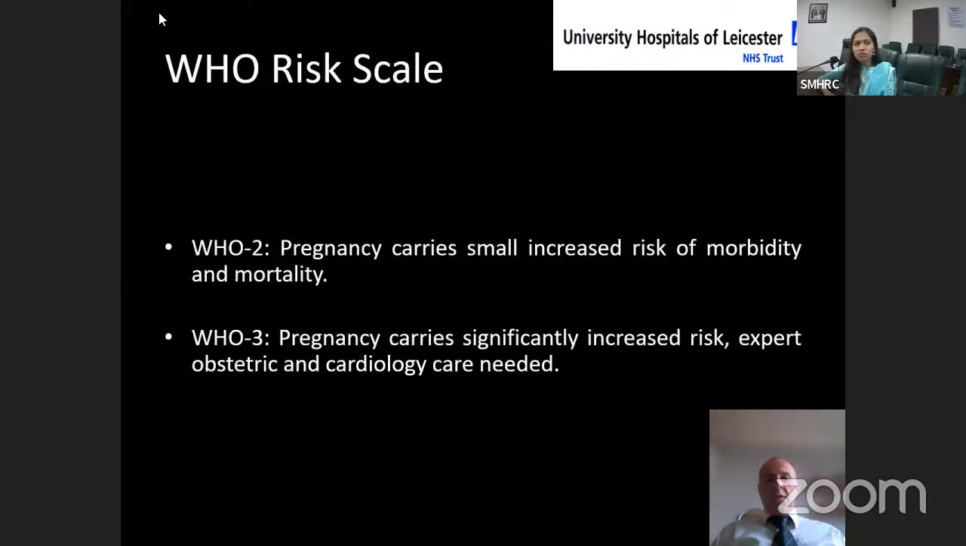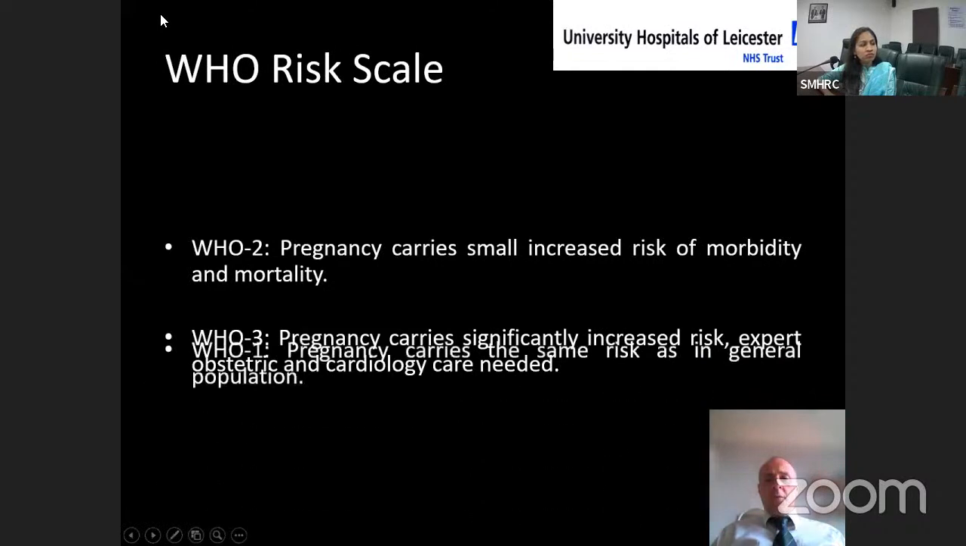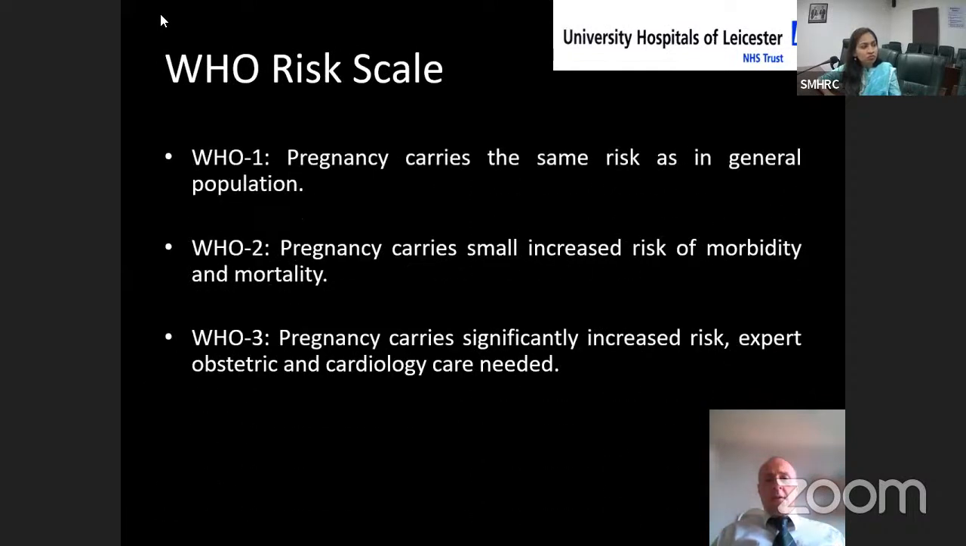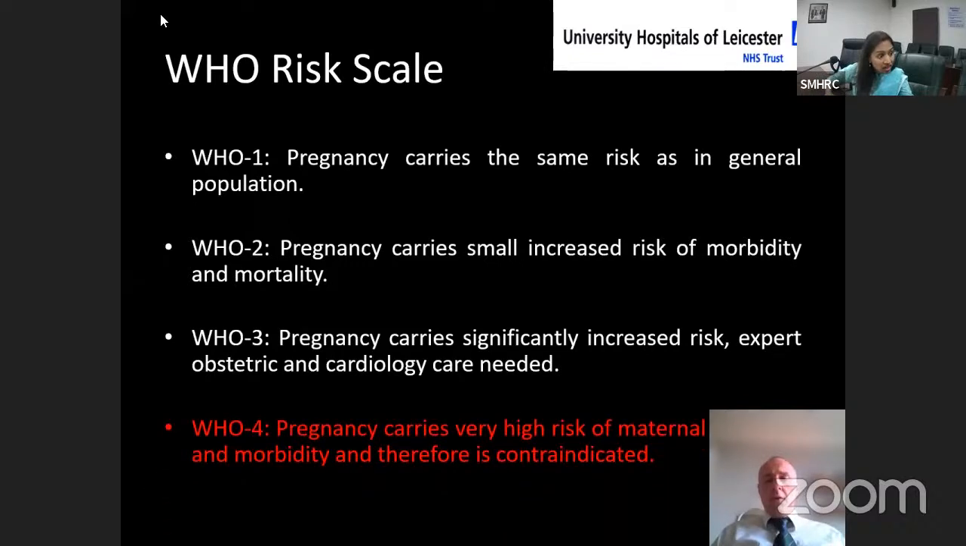The scale is made up of 4 different grades. The higher the scale, the more the risk. Women with scale 1 carry a similar pregnancy risk to the normal population, while in women with scale 4, pregnancy is contraindicated.